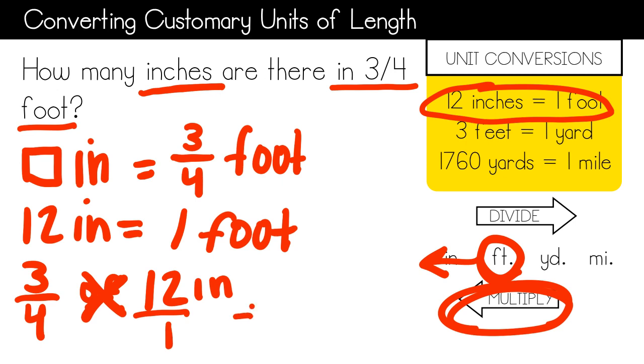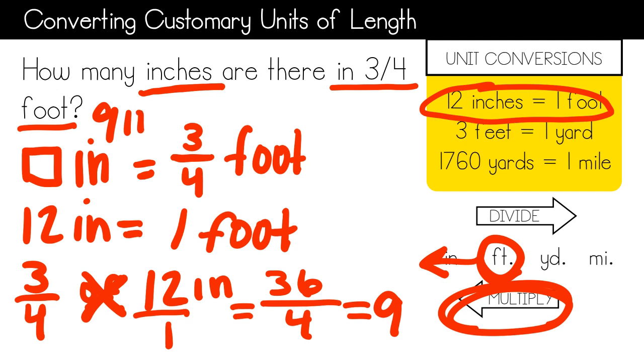Now when we multiply straight across, 3 times 12 is 36. 4 times 1 is 4. And I know my math facts, and I know that 36 divided by 4 equals 9. So 12 inches equals 1 foot, and 9 inches equals 3/4 of a foot.